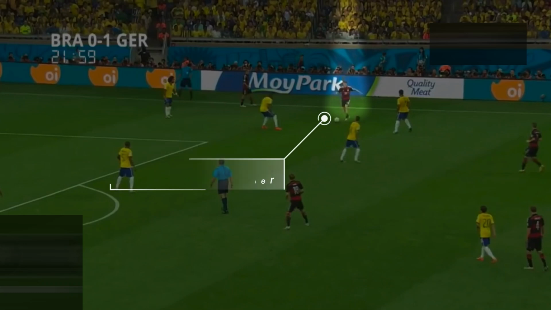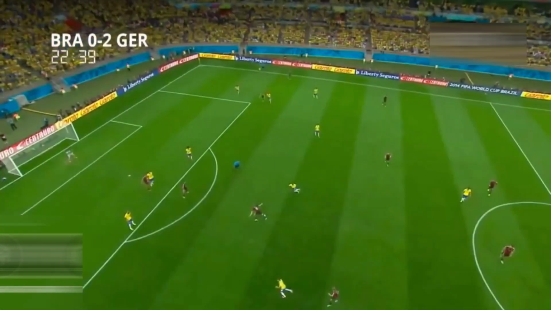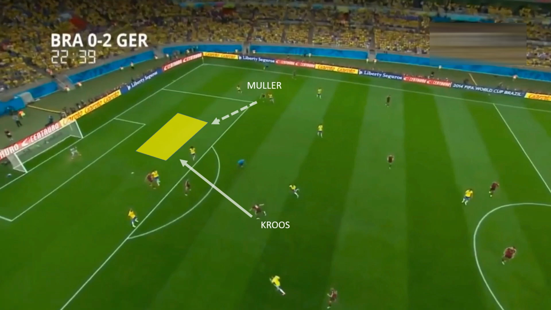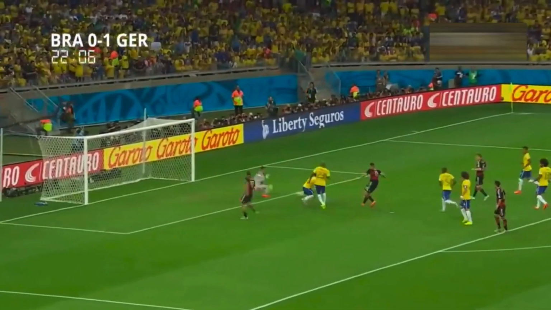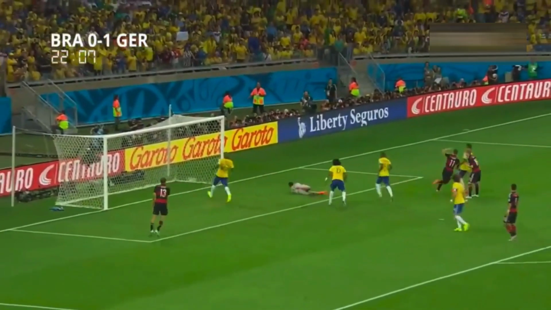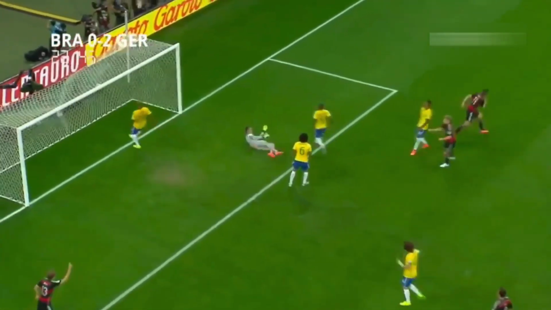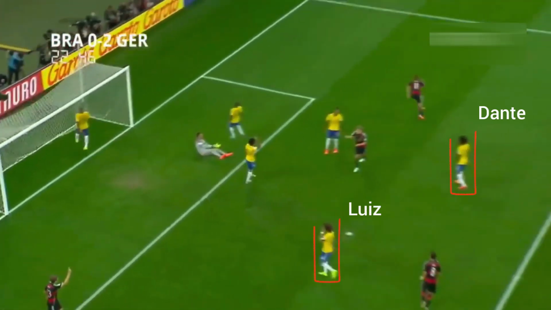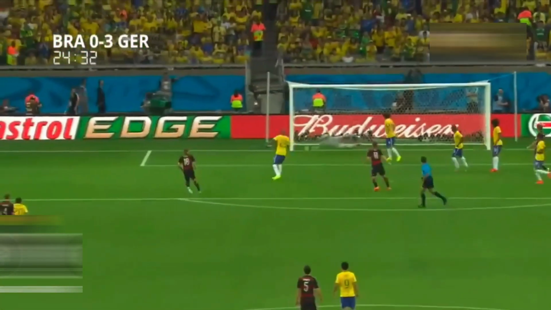We saw how Thomas Müller exposed the Brazilian defense with his ability to read space. In this goal, it was clear that Brazil's poor defense of Dante, guarding Müller and Luis guarding close, was not involved in the defensive action that led to the goal. This defensive problem continued for the third goal.